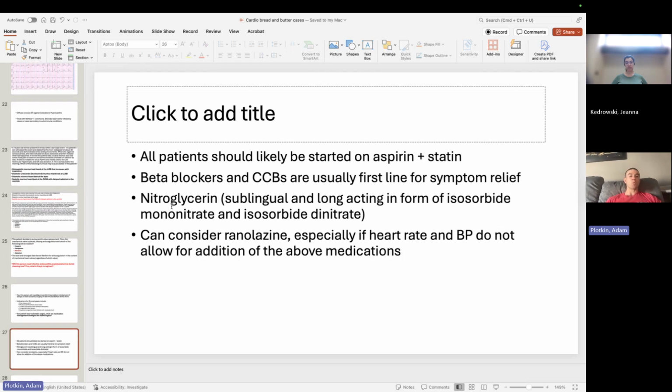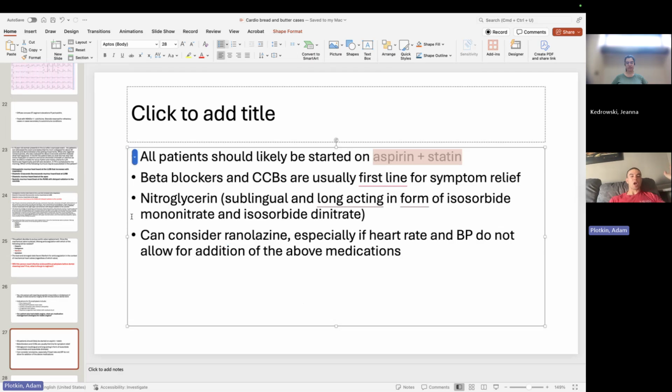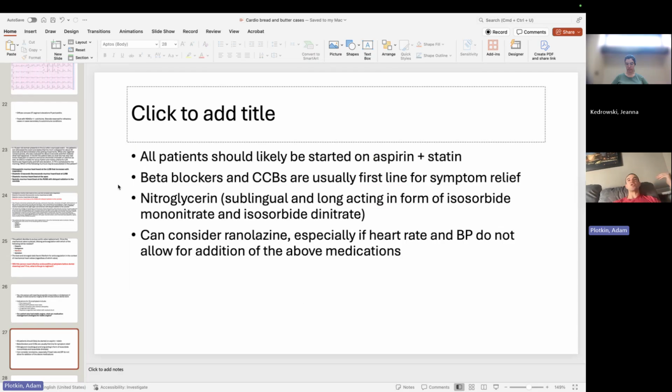So really, the way you'll see it in a question, right? Patient with stable angina, and they'll say, what should we put the patient on? If the answer choices include aspirin, statin, put them on that. If the answer choices are more symptom-based, beta blockers and CCBs. Let's say the patient's already on a beta blocker, and they ask what's next. We could add a CCB. We could add a nitroglycerin.